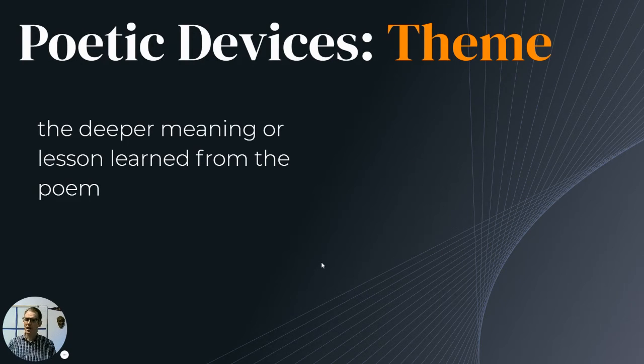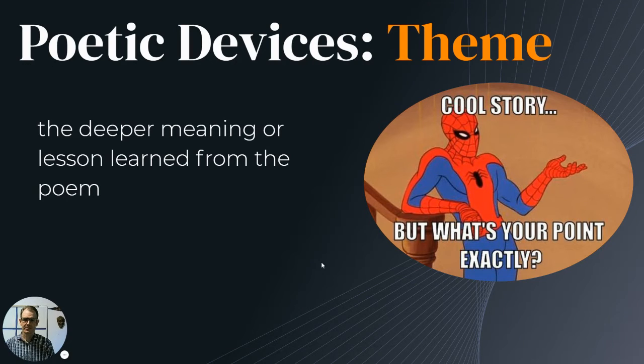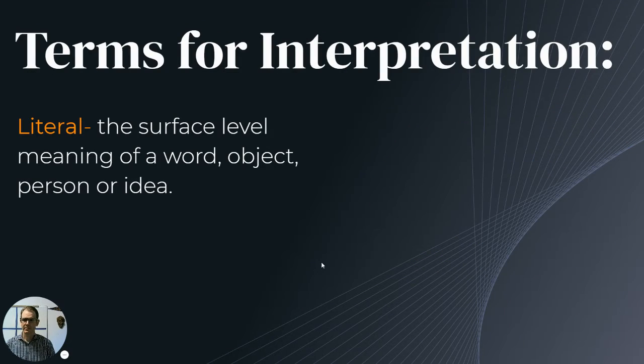And then we have the theme. And by now, if you don't understand that theme is a lesson, then I'm concerned for you, right? But it's the deeper meaning, or what are we supposed to learn from the poem? Okay. What's your point? Now, some terms that you need to know as we're interpreting poems, we're going to go through a list of them here. First is literal. And literal is the surface level meaning of a word, object, person, or idea. What's on the surface? Okay.